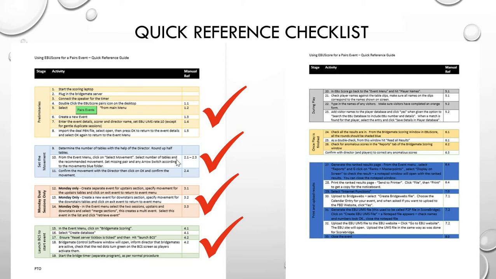So in this film, what I want to look at is the remaining tasks on the quick reference checklist, page 2, shown on the right here. And I'm going to cover what to check during and after play, how to make adjustments and corrections to scores, how to print the results, and finally how to upload to both bridgewebs and the EBU.